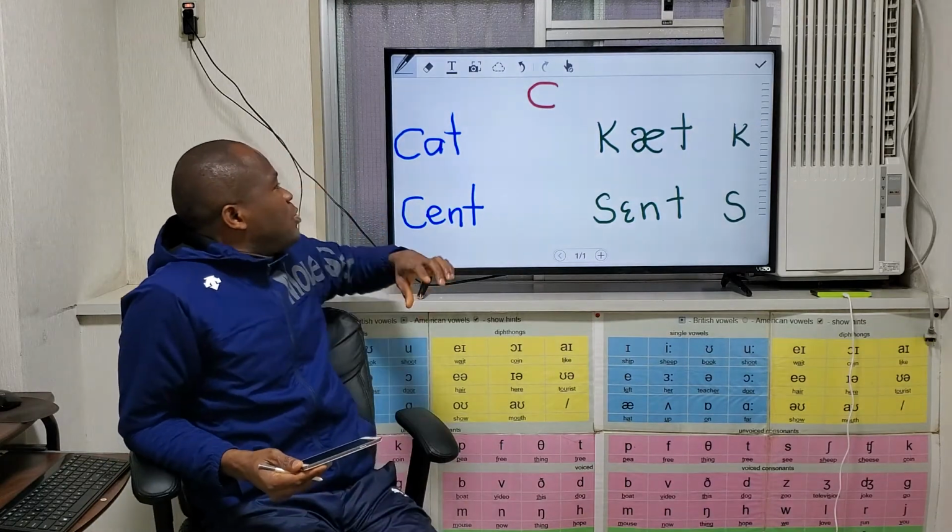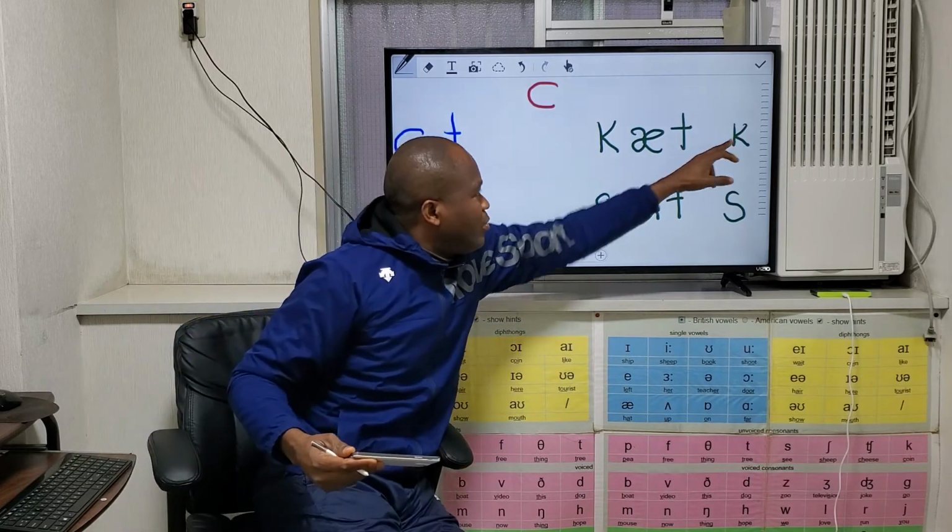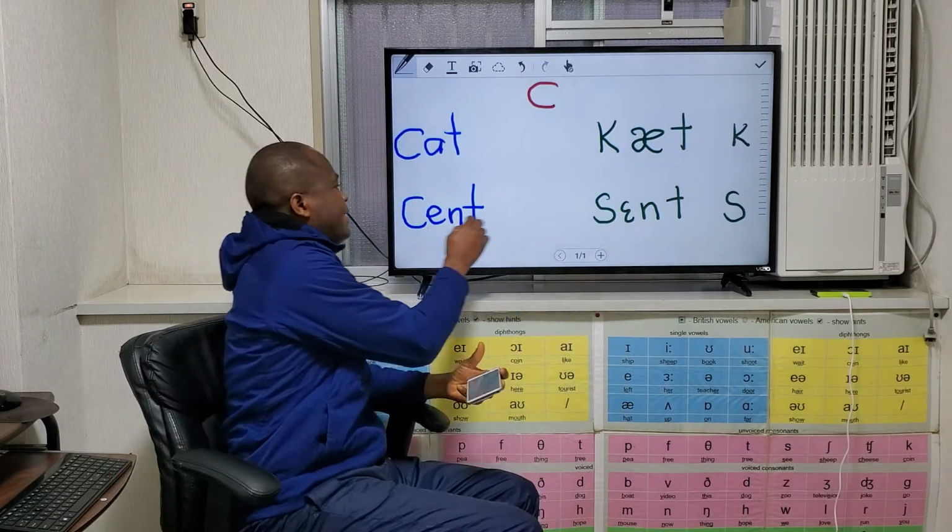Let's go one more time through the words. Cat. That is the K sound. Then we also have scent. That is the S sound.